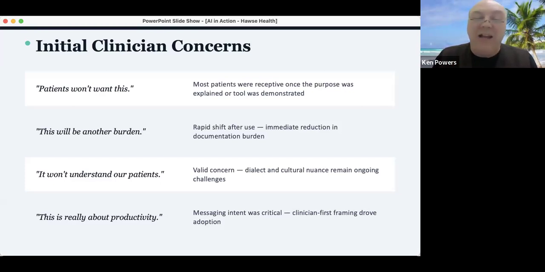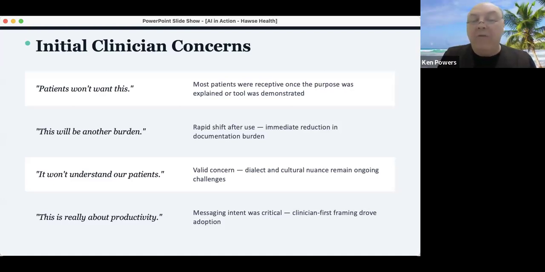We're now at about 99, maybe 99.5% of patients giving consent. The other thing that we saw thematically is, well, this is just going to be another burden. It's one more thing for me to do. Oh no, I've got to learn a new system. Oh no, this is going to bog me down.